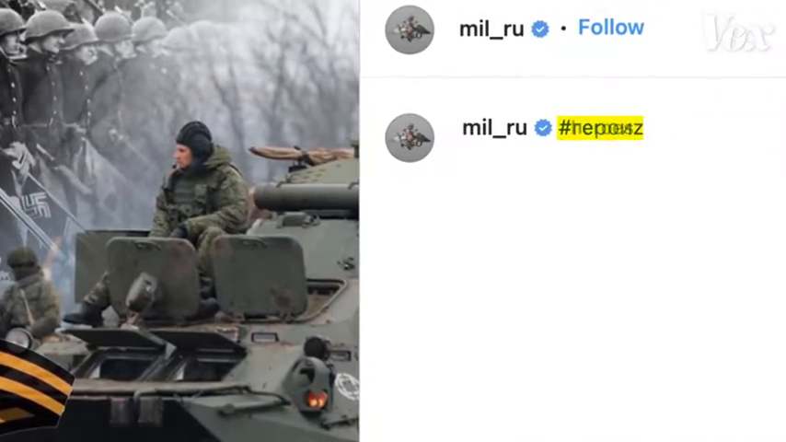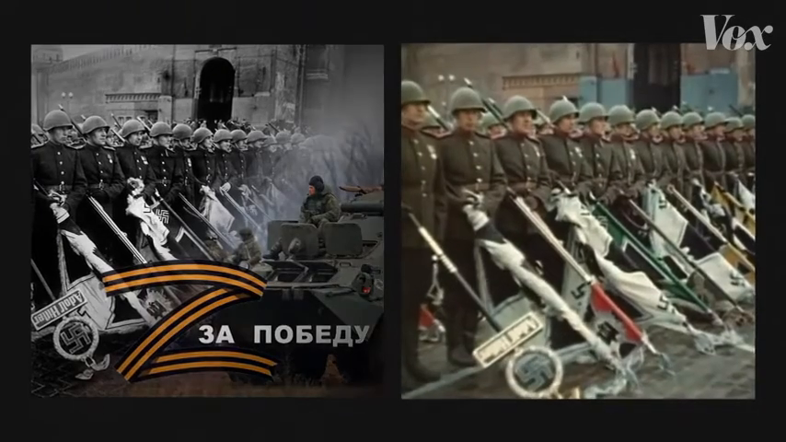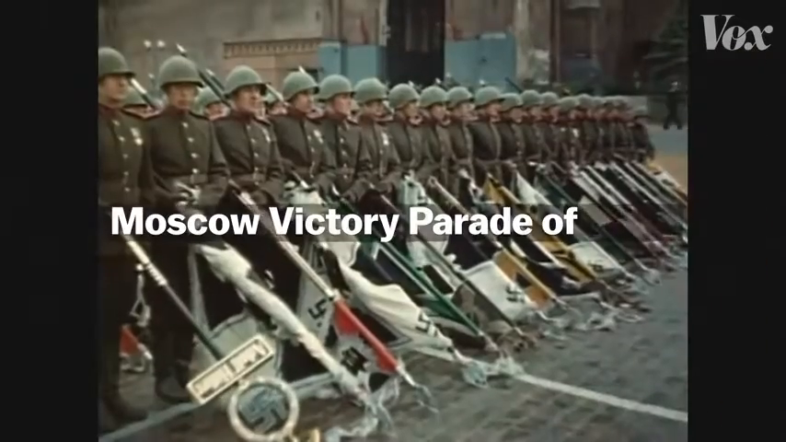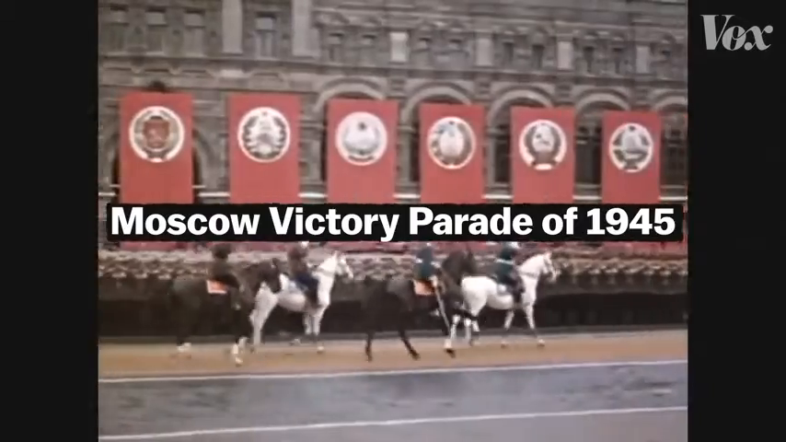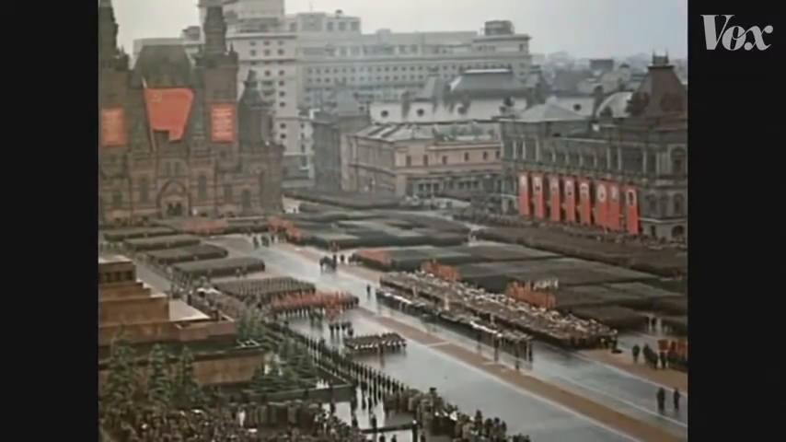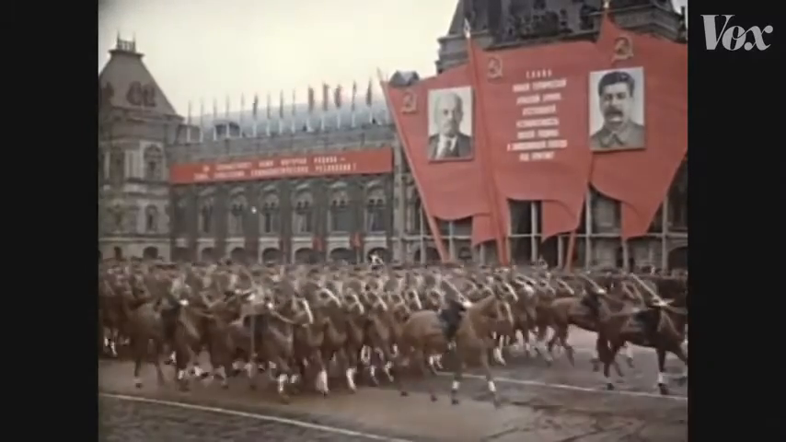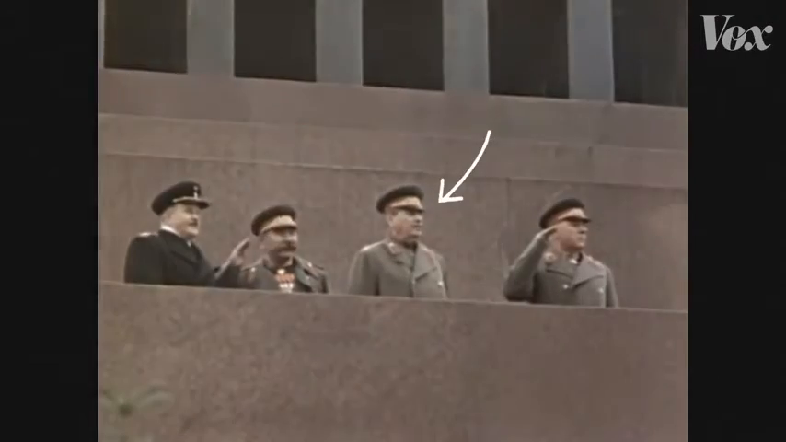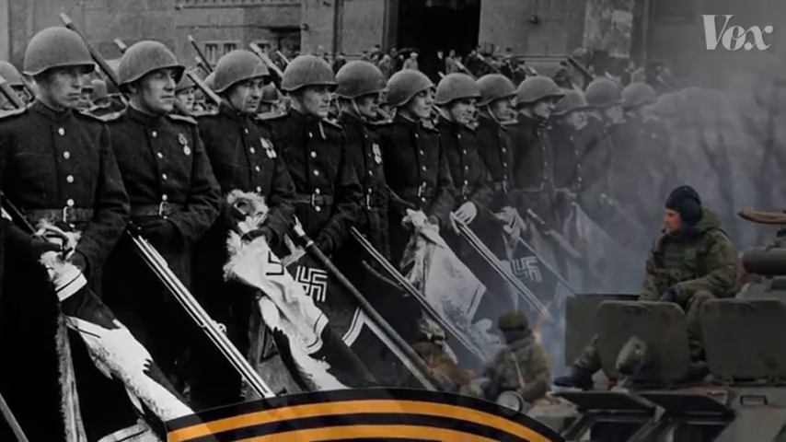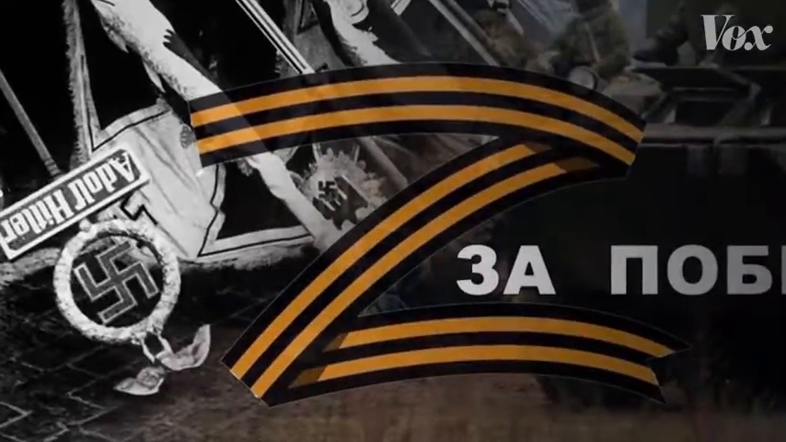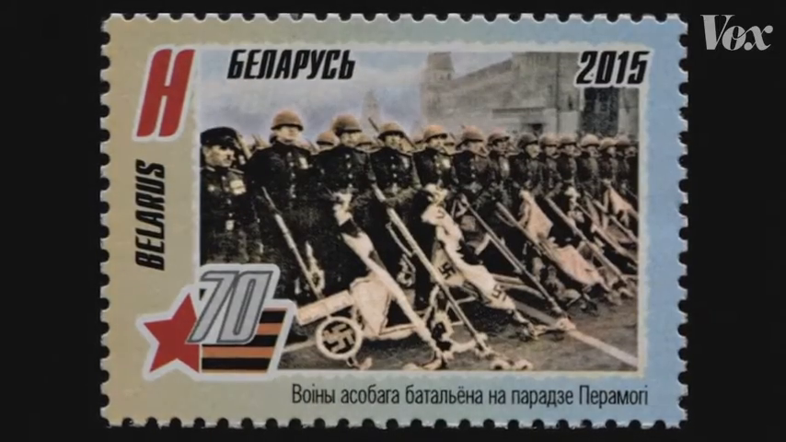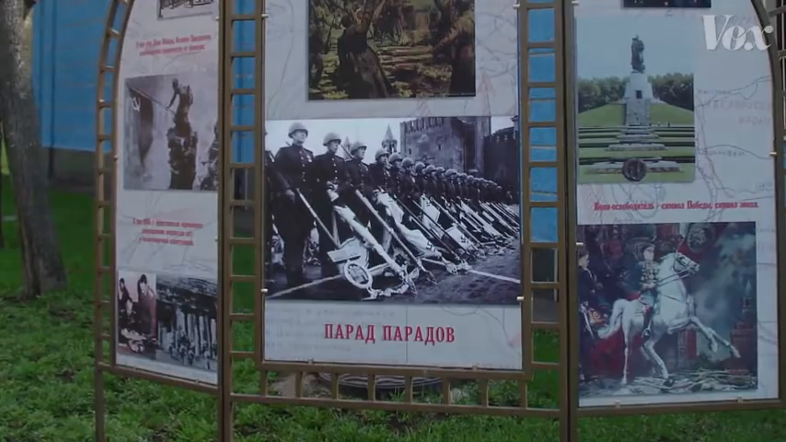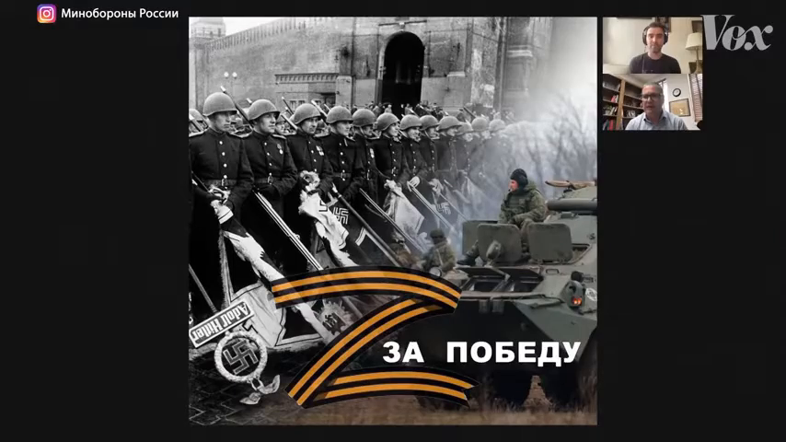The hashtag says heroes. The photo on the left is a famous image from the original Moscow Victory Parade of 1945, celebrating Germany's surrender. It's still the largest parade ever held in Moscow's Red Square, organized by Soviet dictator Joseph Stalin. The image shows Soviet soldiers carrying captured Nazi flags and banners before destroying them, and has been used in Soviet and post-Soviet patriotic propaganda ever since. So every Russian person would recognize that immediately.